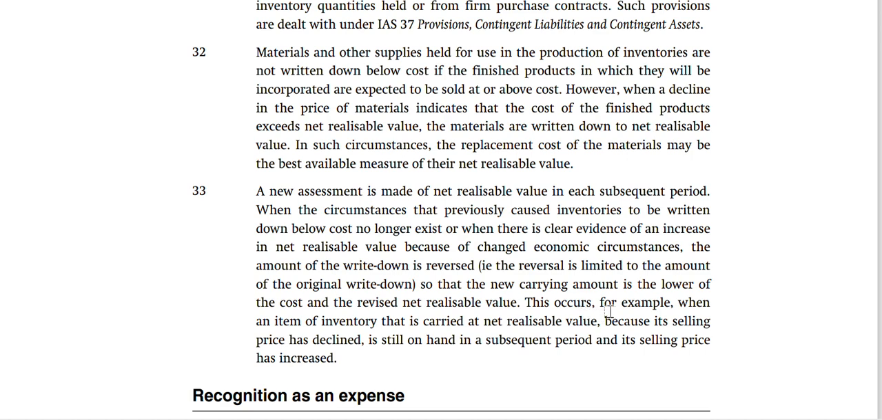This occurs, for example, when an item of inventory that is carried at net realizable value because its selling price has declined is still on hand, and the selling price has subsequently increased. So they are talking about changes in the market for inventory that was written down to net realizable value; if the market is now doing well, then the revision has to take place.